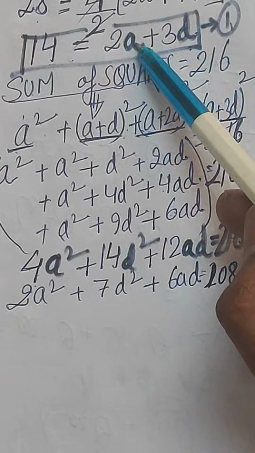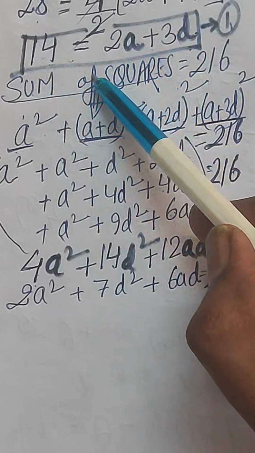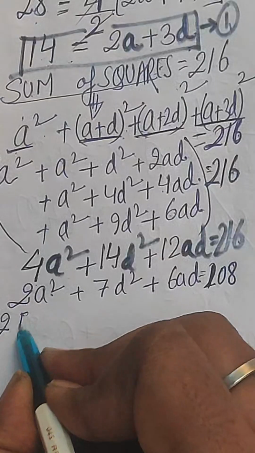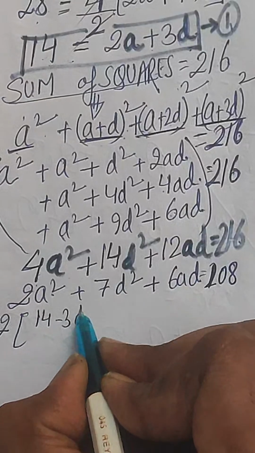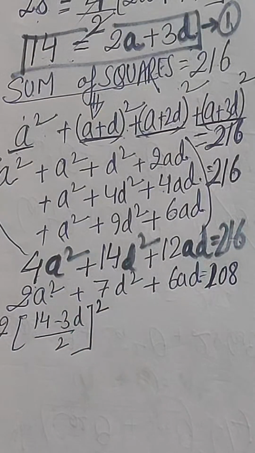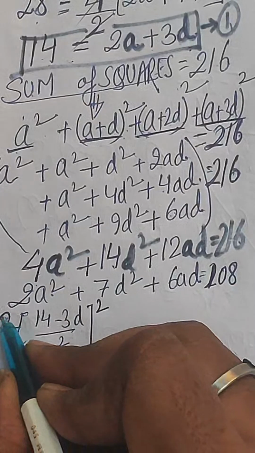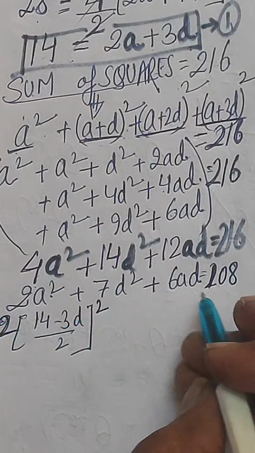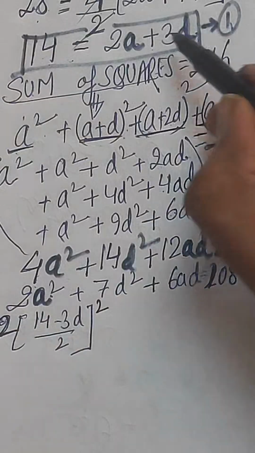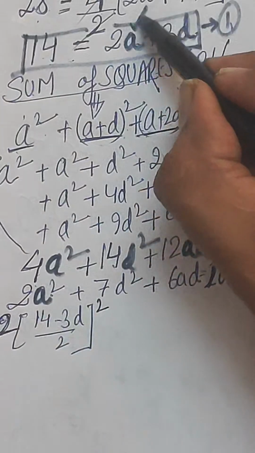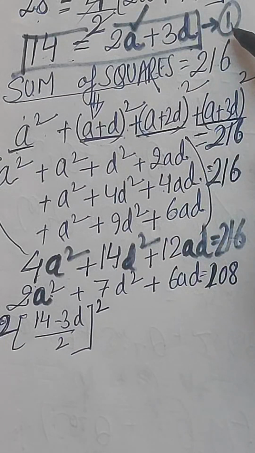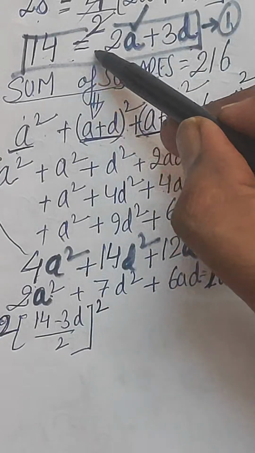So from here we can replace a, that is (14 minus 3d) by 2. So when you replace a here, it will be 2 times (14 minus 3d by 2) whole square. What we are doing? We are just eliminating the variable. So what we have eliminated? We have eliminated the variable a. The value of a is taken from here, that is equation number 1, and this is eliminated over here.